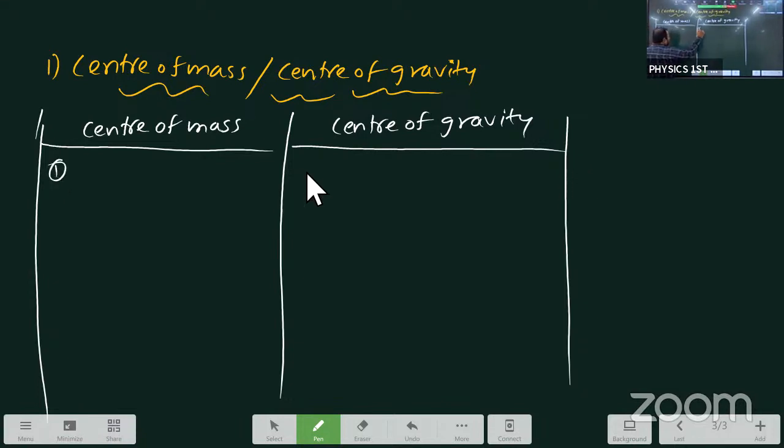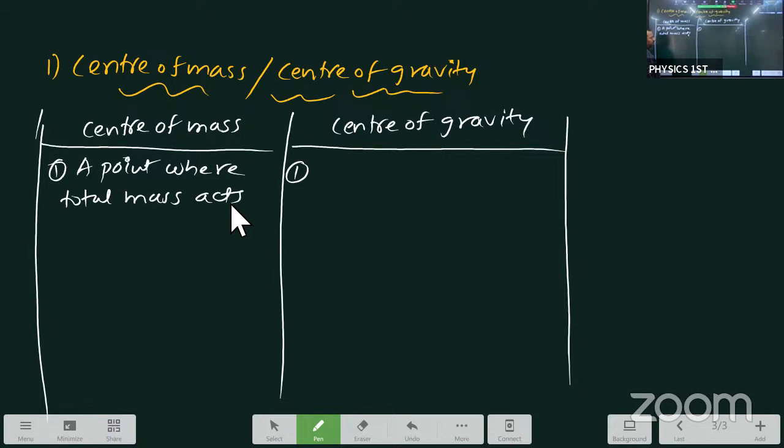Now see, number 1: what is the center of mass? A point where the total mass of the system is supposed to act. One particular point, at that point the mass is acting. Write it in a very short way: a point. Don't enlarge points. A point where the total mass of the system acts. Enough.